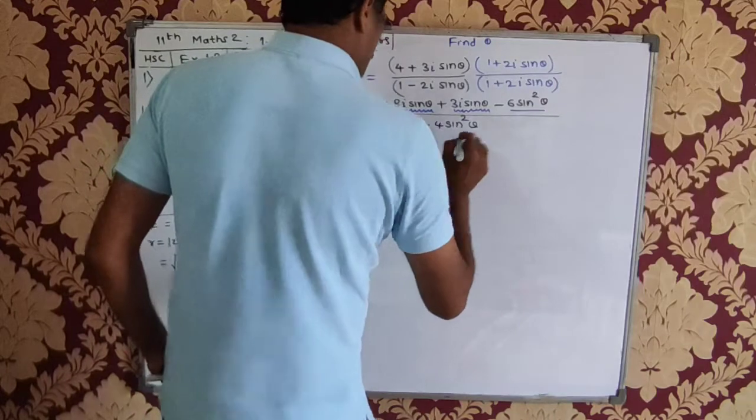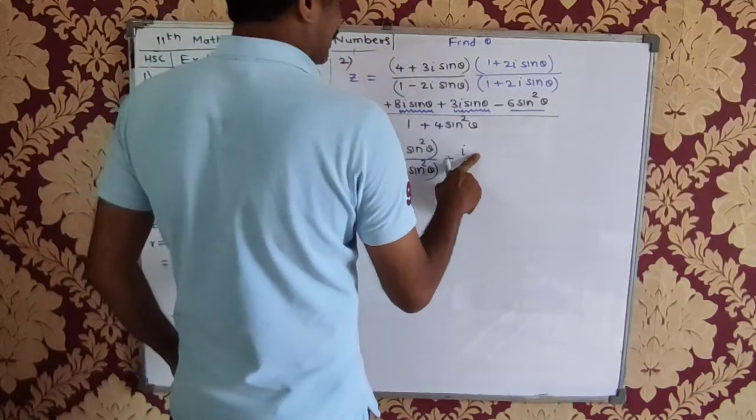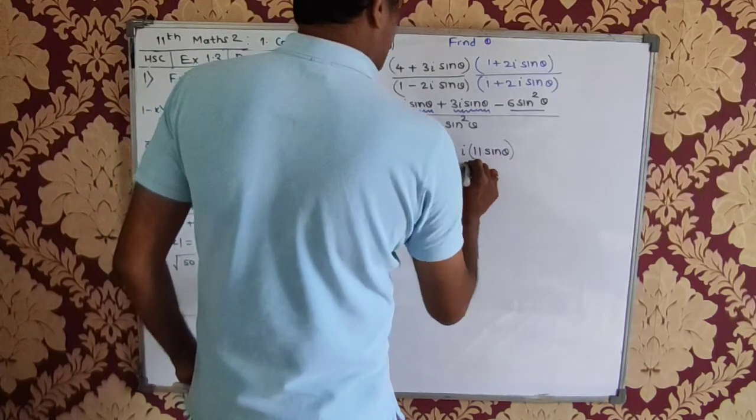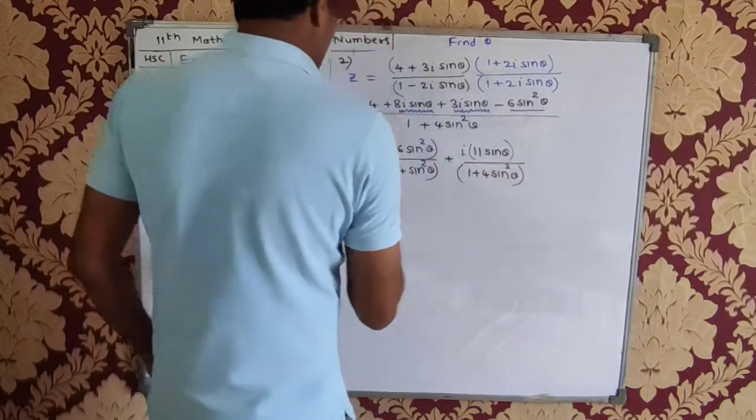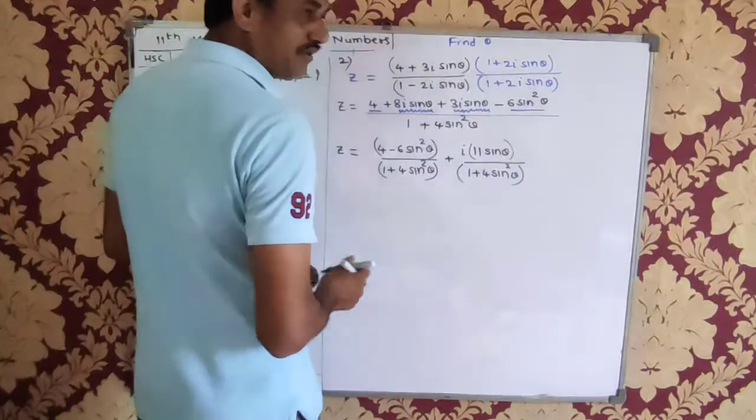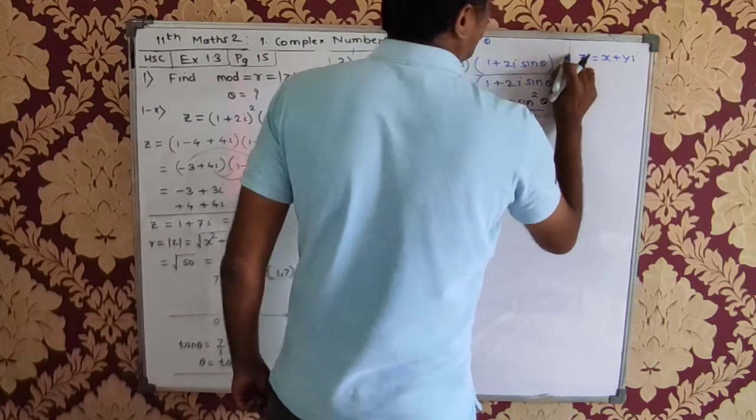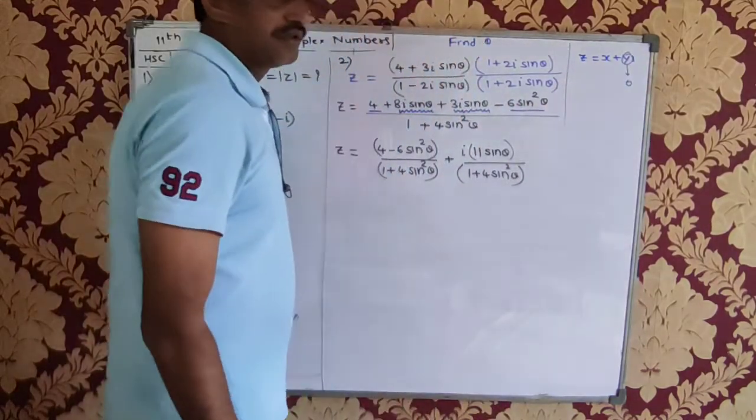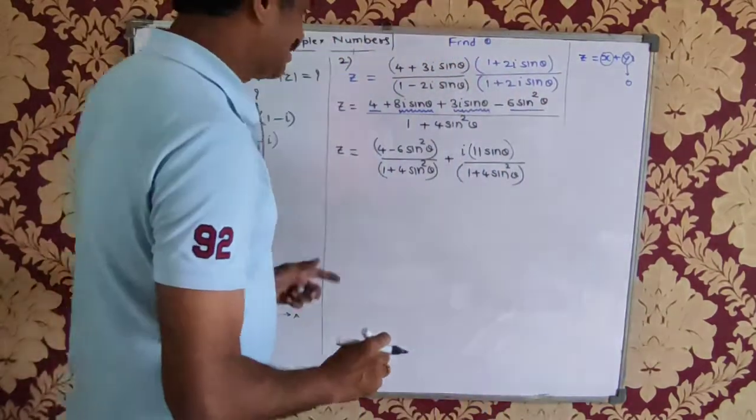Plus i times 8i sin theta plus 3i sin theta, 11i sin theta, 11 sin theta, i times divided by 1 plus 4 sin square theta. Now they say this is purely real. Purely real means its imaginary part is 0. Any complex number z equal to x plus iy is said to be purely real if its imaginary part is 0, and it is purely imaginary if its real part is 0. So they say this is purely real.